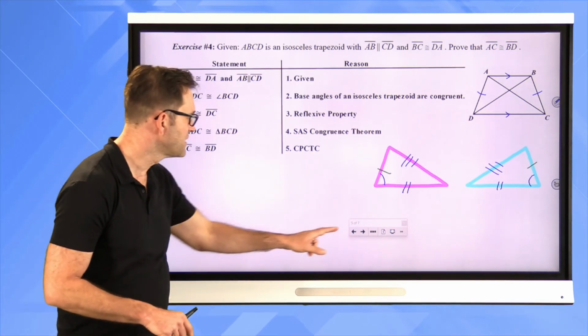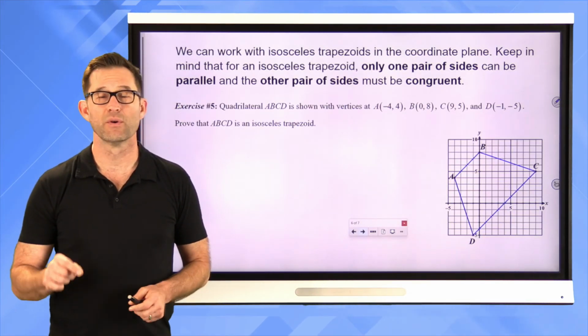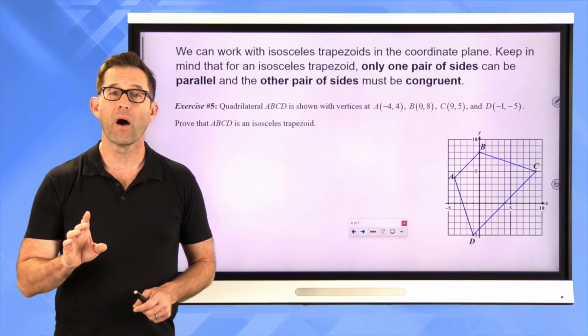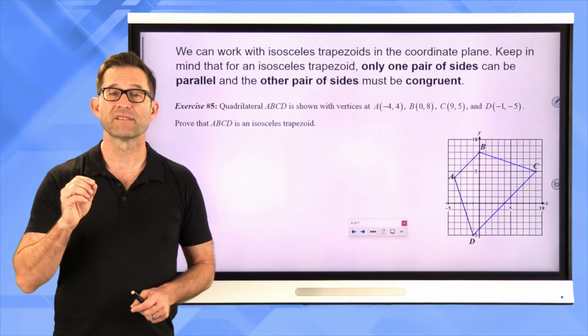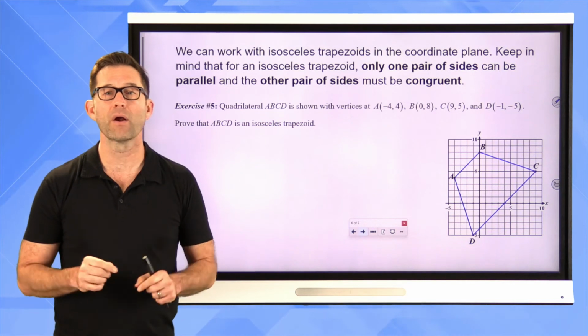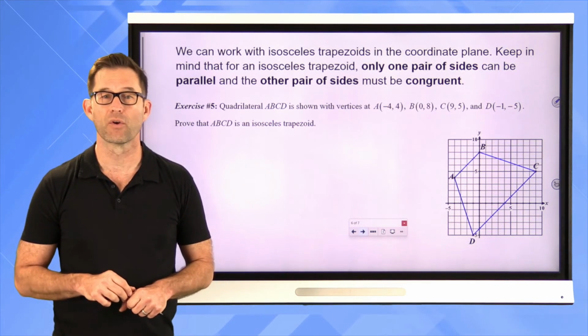All right, let's move on and take a look at our last little piece. We can work with isosceles trapezoids in the coordinate plane. Keep in mind that for an isosceles trapezoid, this is different than a trapezoid, for an isosceles trapezoid, only one pair of sides can be parallel, and the other pair of sides must be congruent.